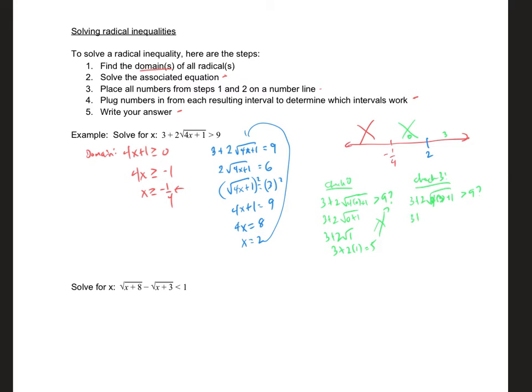So this is 3 plus 2 times the square root of 13. And square root of 13 is somewhere between 3 and 4. Now I could pull out a calculator and get the decimal for it. But if this is bigger than 3, then this whole thing is bigger than 6. And this whole thing is going to be bigger than 9. So this part is the part that works.